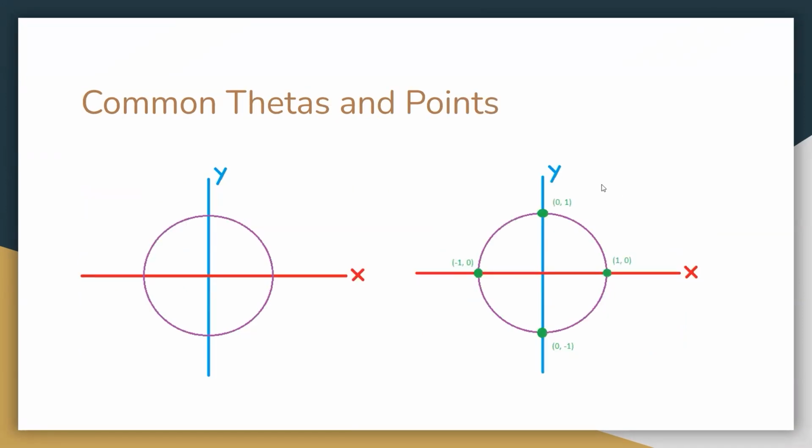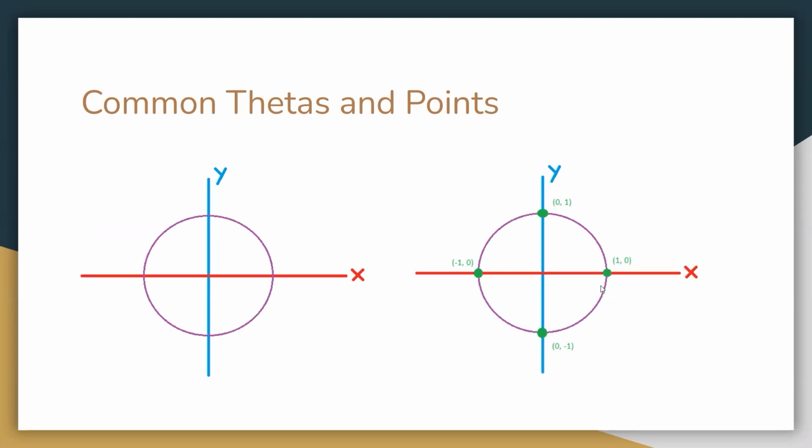And so to show this, we're going to walk through a few of the common thetas and points that you can find on the unit circle. The first, most obvious ones are where the unit circle intersects with the x and y axes. As you can see here with my sketches, I have a before and after, and you can see that there are intersections at (1, 0), (0, 1), (-1, 0), and (0, -1).